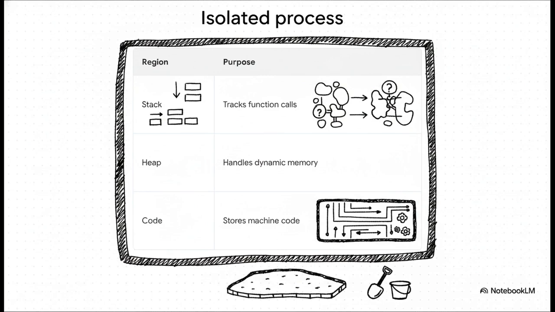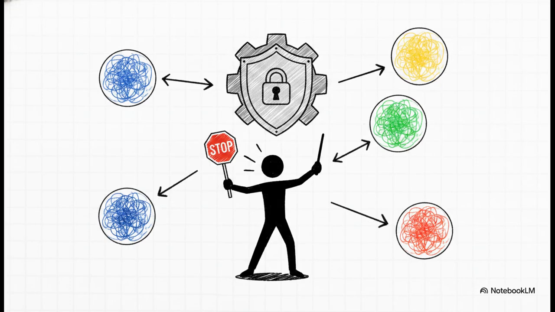The stack tracks your function calls and local variables. The heap dynamically handles any random memory your program requests while running. And the code region? Well, that safely stores the executable machine code we just translated. But the setup still isn't quite finished.